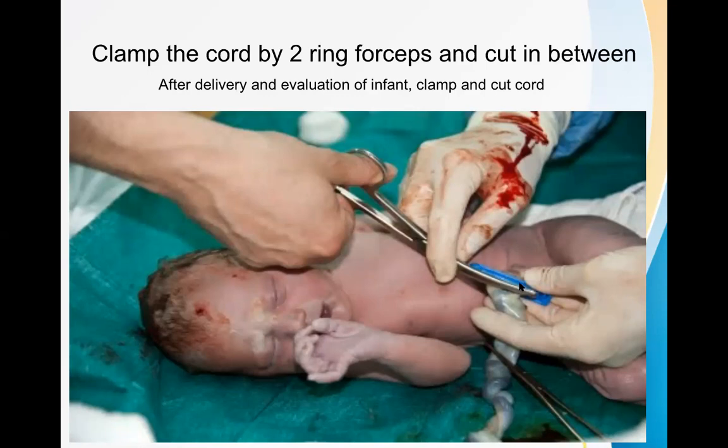And this particular clamp is applied by the pediatrician if they are there, or any doctor who is taking care of that newborn baby. Or if doctors are not there, then the nurses or the midwife are going to put this clamp.